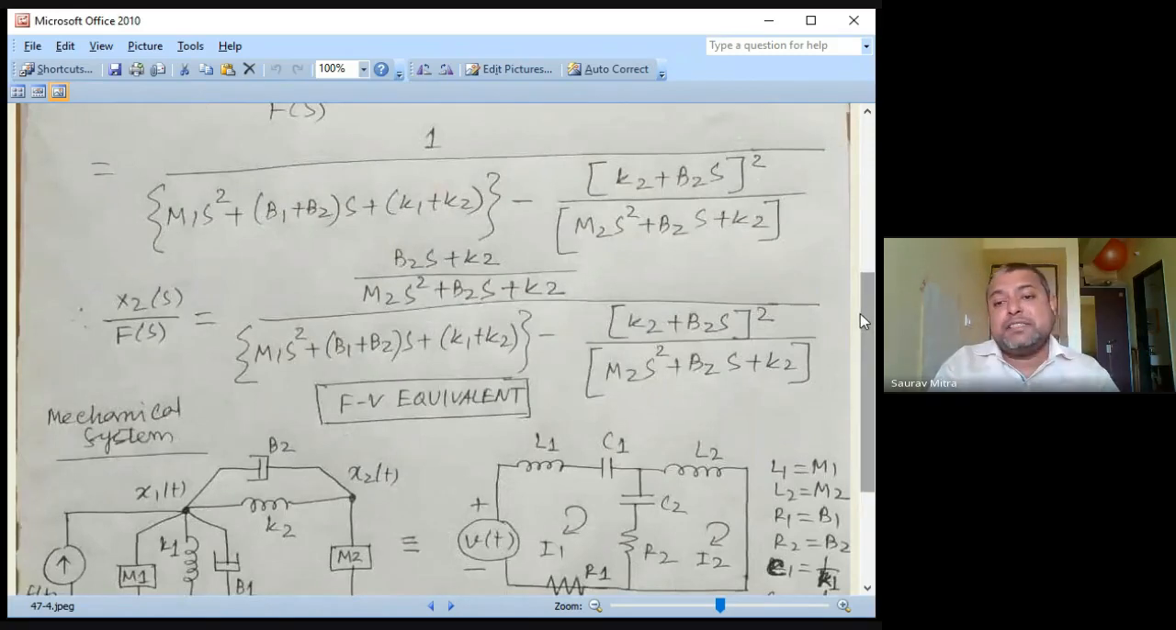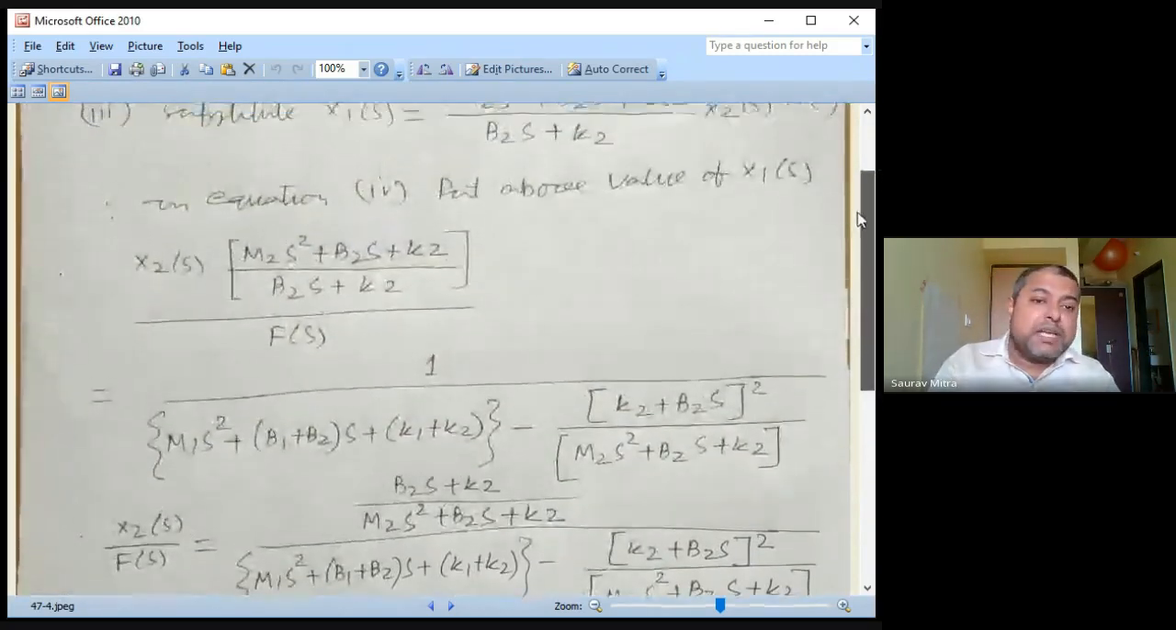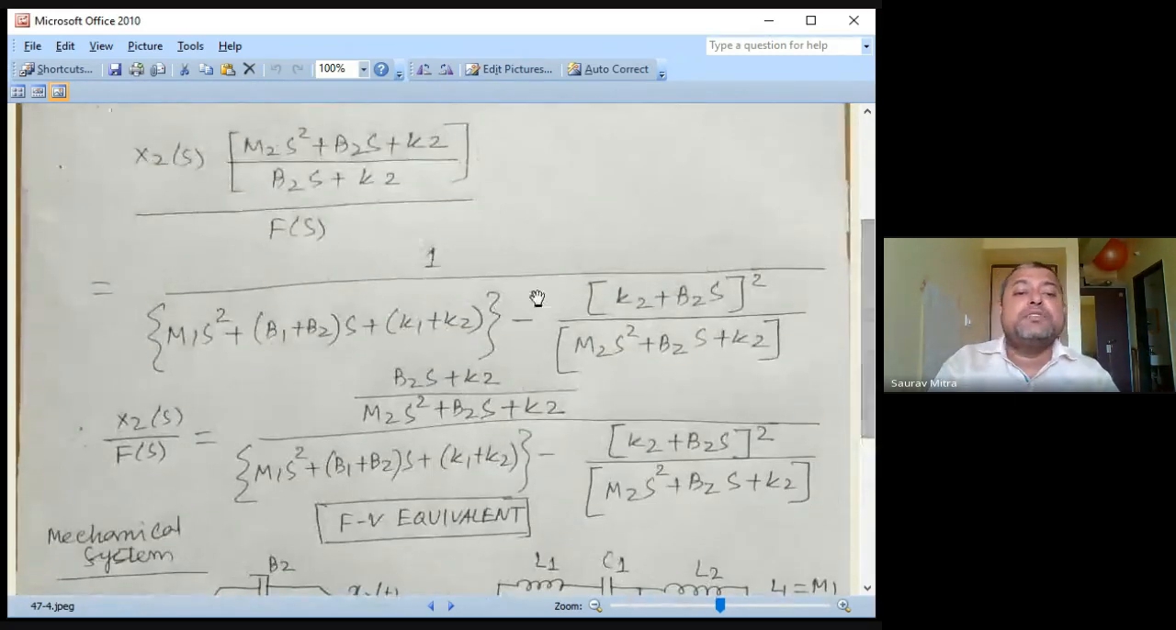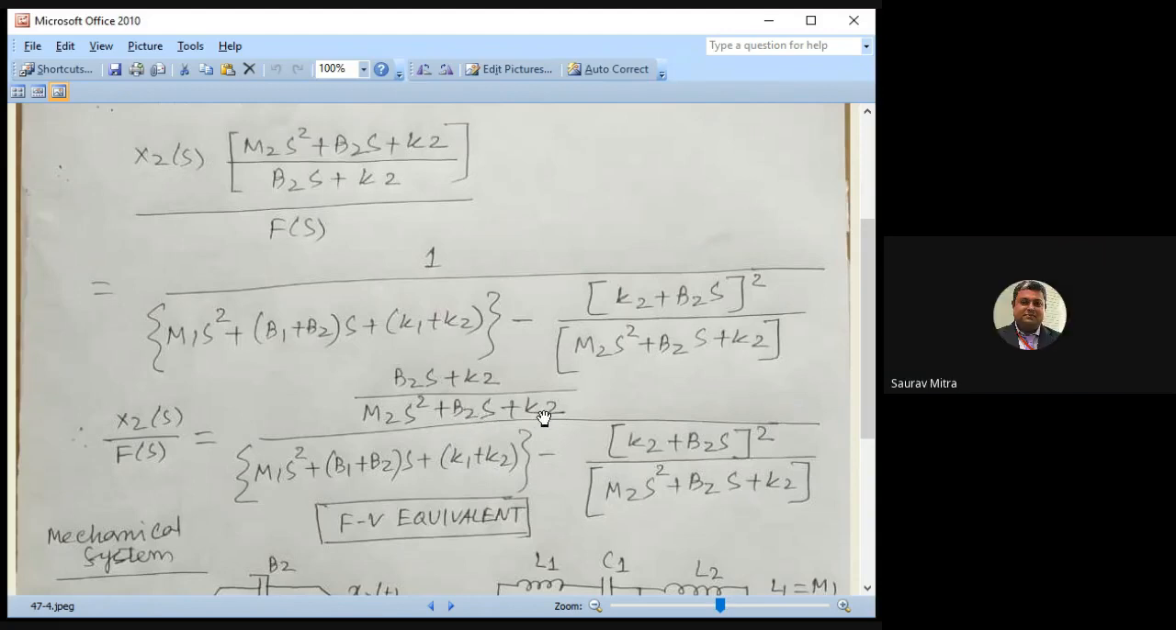In x1s by fs you can substitute all the values, and x2s by fs also you can substitute all the values. So in place of x2 you write q2, in place of fs you can write vs, in place of b2 you can write r2, in place of k2 you can write c2, m2 becomes l2, and so on. So directly you are finding the equation of q2s divided by vs. So that also is possible.